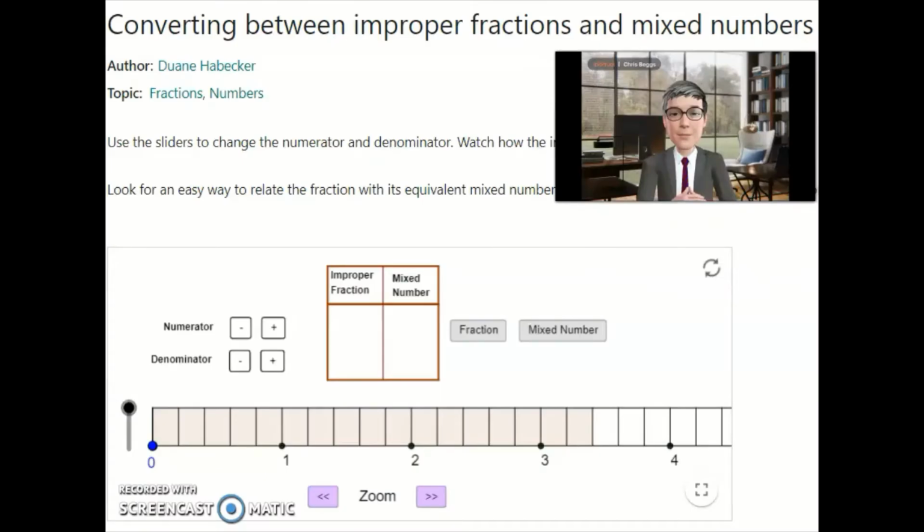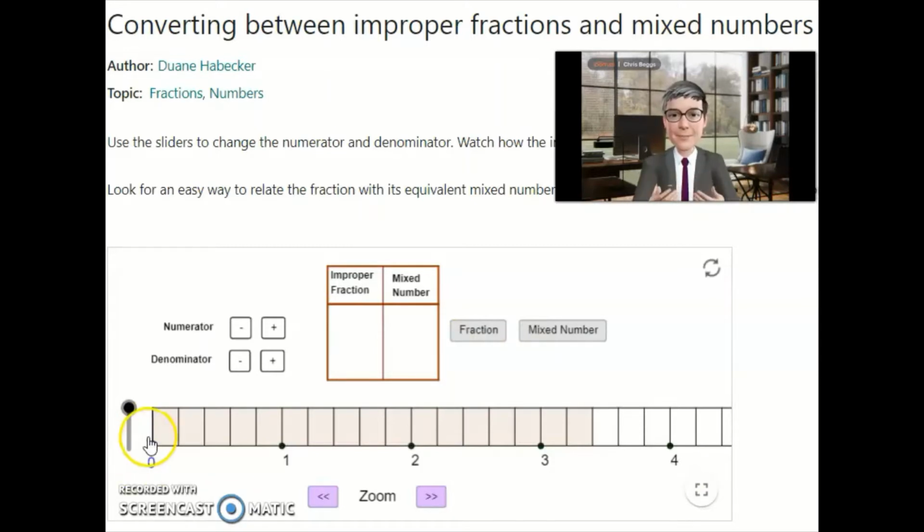Hello, this is to explain about mixed numbers and fractions, improper fractions or top-heavy fractions.